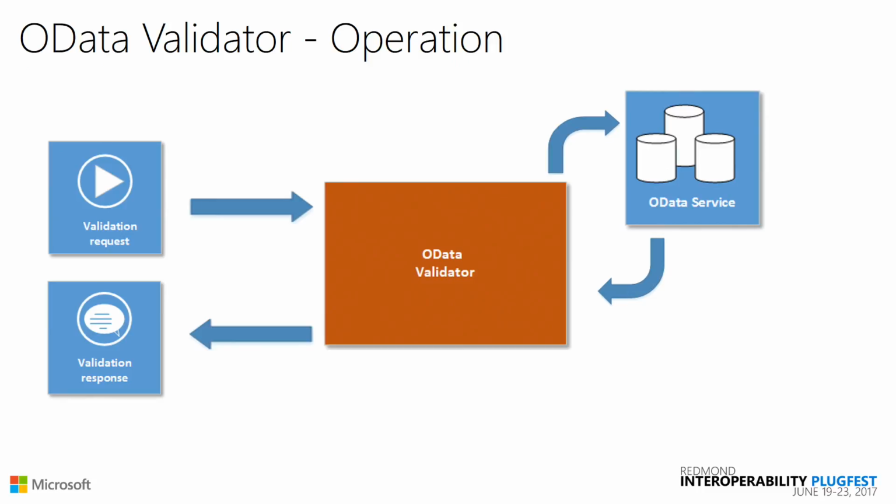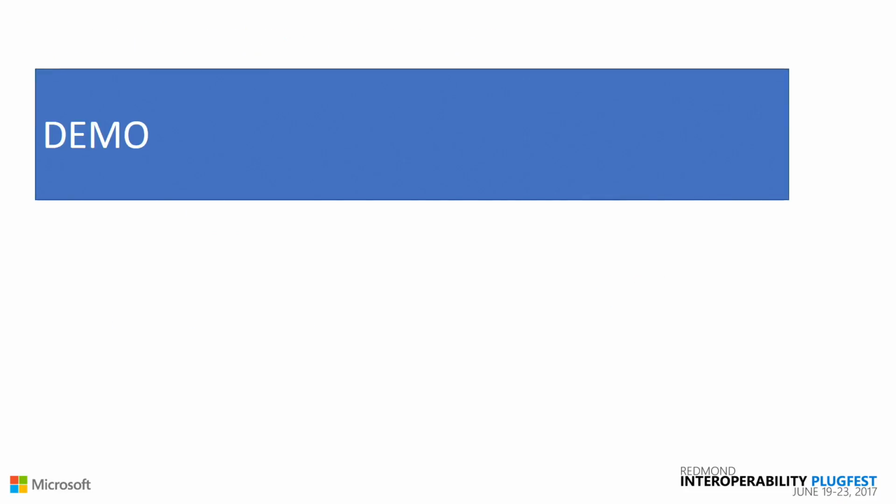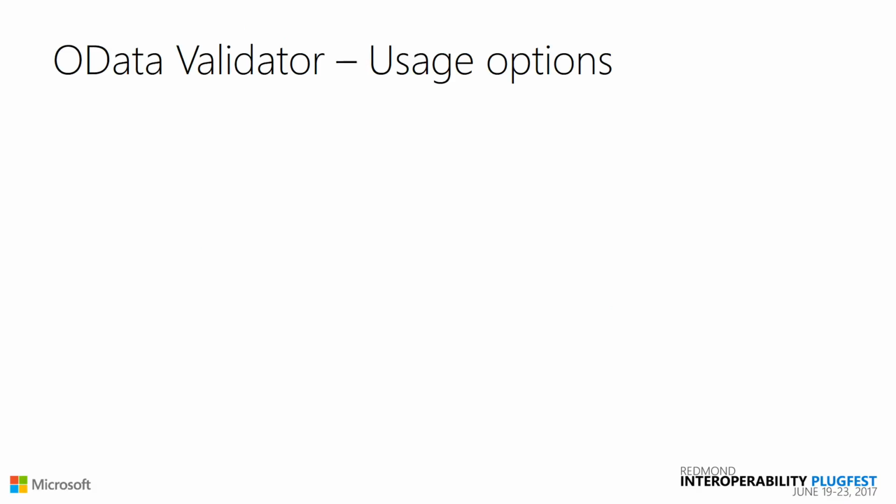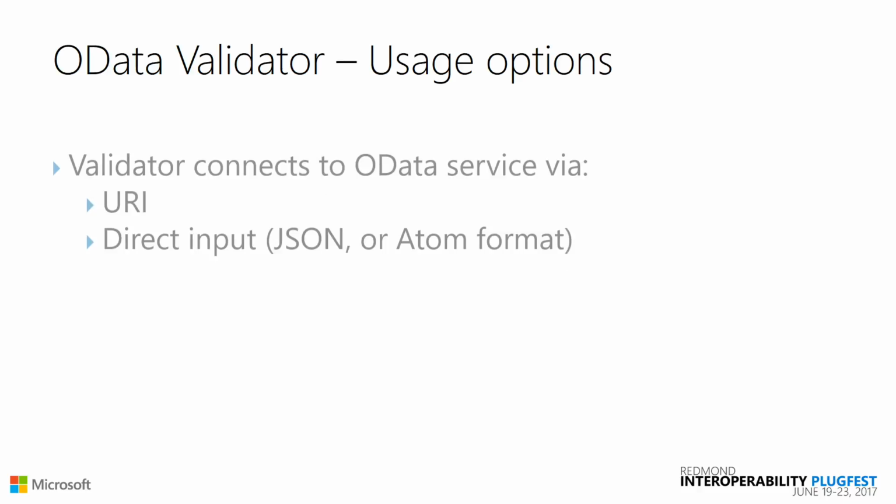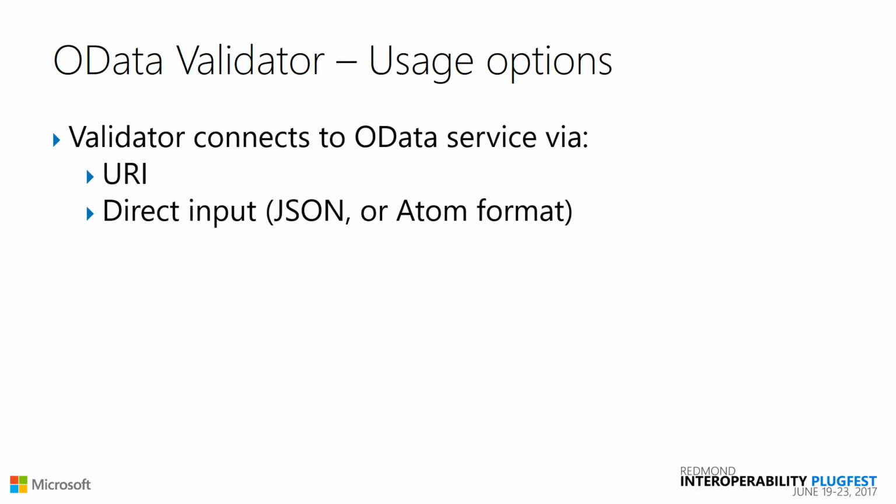So this is the operational look at the previous diagram, which is a little complicated. I just wanted to make sure that at the end of this part, where we're looking at the OData validator tool, you have a good idea of exactly what we mean when we say testing with the OData validator tool. Okay, so demo. Before I do the demo, let's see. You can use the tool in many different ways. We're going to start with looking at how to validate a URI.